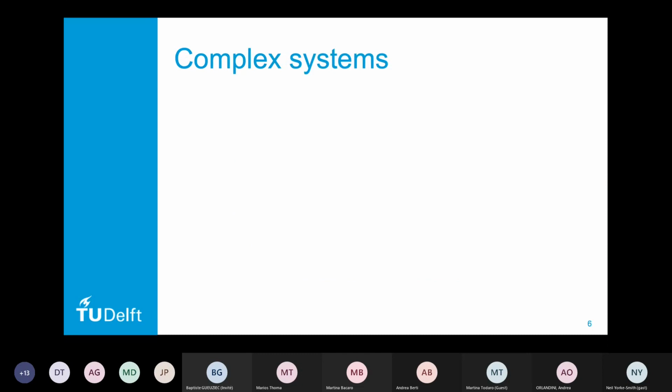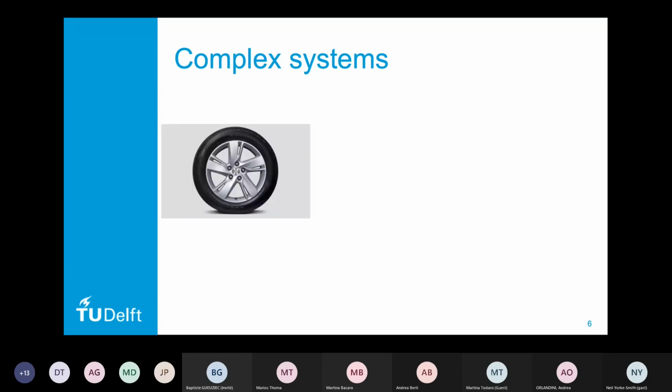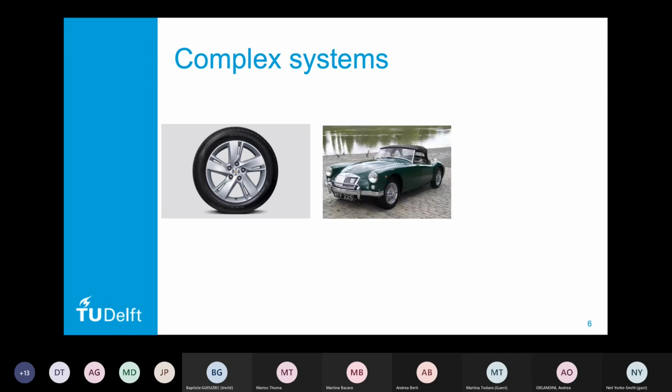So let's talk about complexity. Before we come to agent-based modeling, let's talk about why we need to do it and what it is we're going to model: complex systems. So here we go. The question is, what is this? And is it a complex system? Well, this is a car tire, right? Is it a complex system? Certainly the person who first invented the wheel was a genius, but we wouldn't argue it's a complex system in itself.